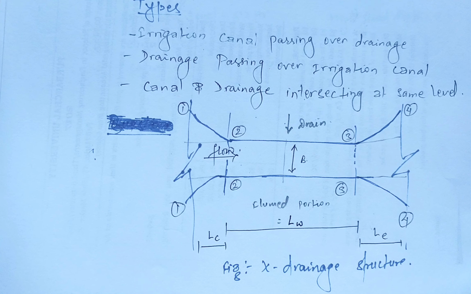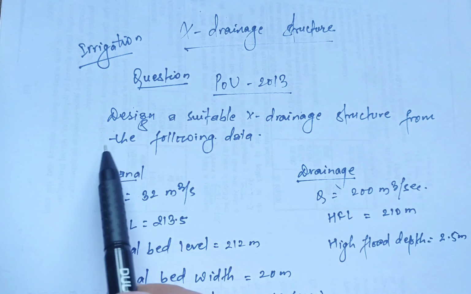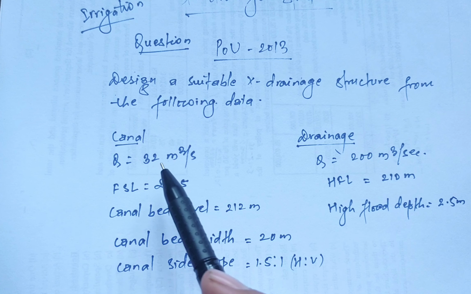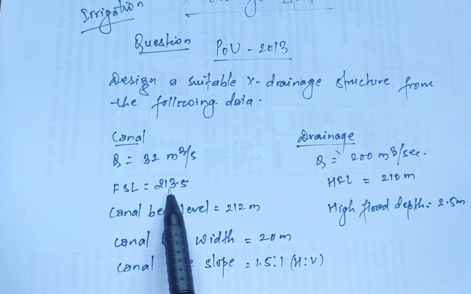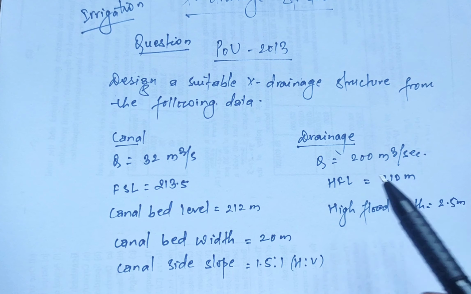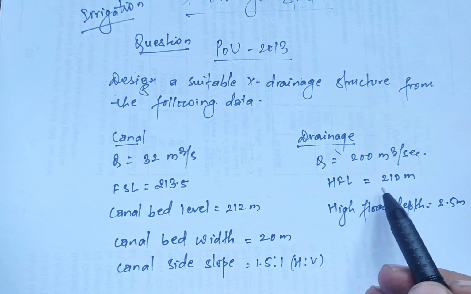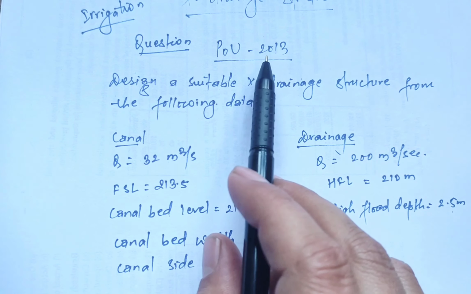So now let's move to the question. The given question is: design a suitable cross drainage structure from the following data. In the canal section, the discharge is 32 meter cube per second, full supply level is 213.5, canal bed level is 212 meter, bed width is 20 meter, and canal side slope is 1.5:1, that is horizontal to vertical. On the drainage side, the discharge is 200 meter cube per second, high flood level is 210 meter, and high flood depth is 2.5 meter. This is a question from PoU in 2013.